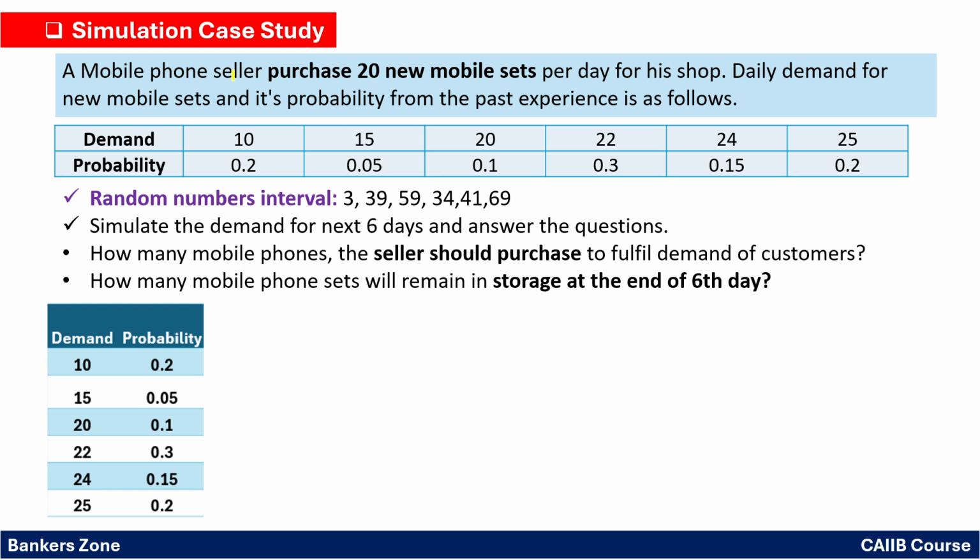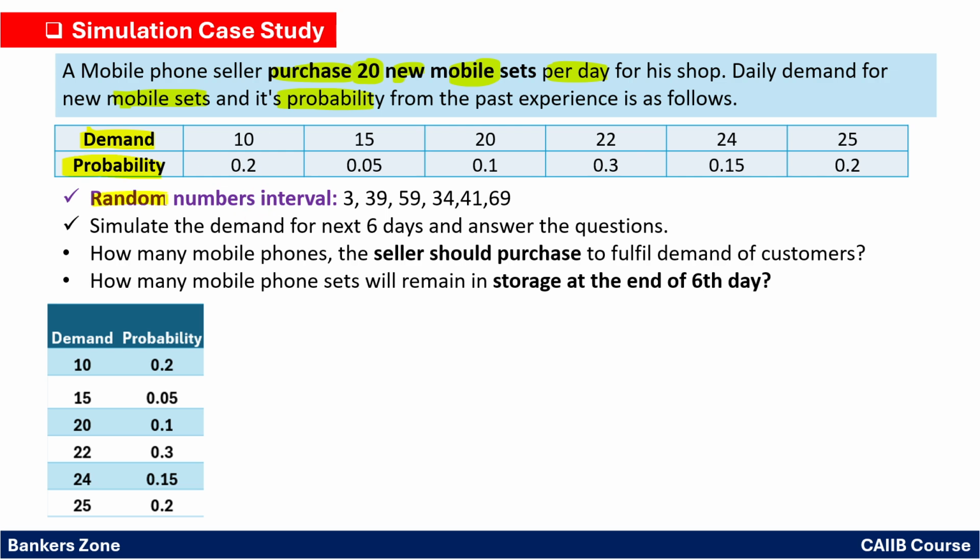Hello friends, see simulation case study. A mobile phone seller has purchased 20 new mobile sets per day. So per day he is purchasing 20 mobile phones, right? For his shop, the daily demand for the new mobile set and the probability from past experience are given. What is the daily demand for the mobile phone and the corresponding probability also given.